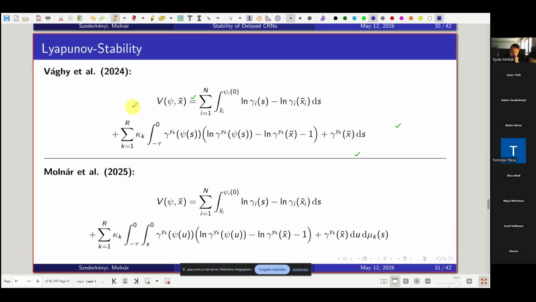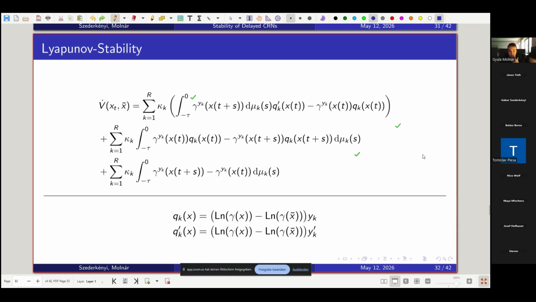Okay, and what remains is Lyapunov stability. And here again, we just adopted the Lyapunov-Krasovsky function from the Baghi paper. We had to add the distributed delay, of course. Yeah, and then we just took the time derivative and tried to show that that is less than or equal to 0. Hence, we have Lyapunov stability.